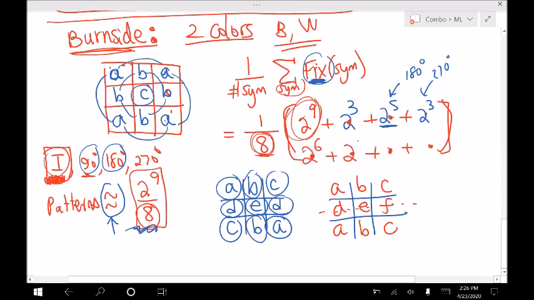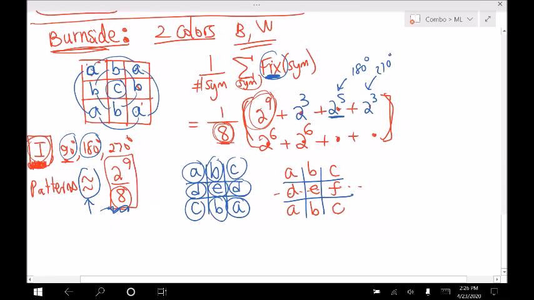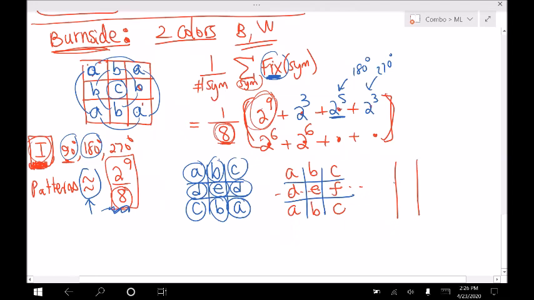The same way for the vertical reflection. Now finally the diagonal. Okay, I'm not using my space wisely today. So this diagonal over here.